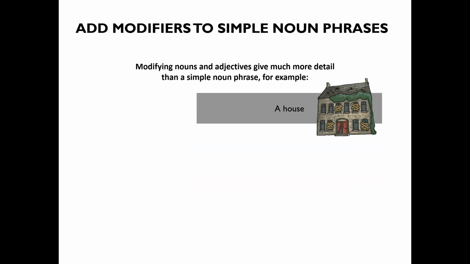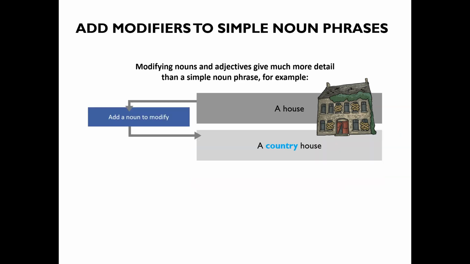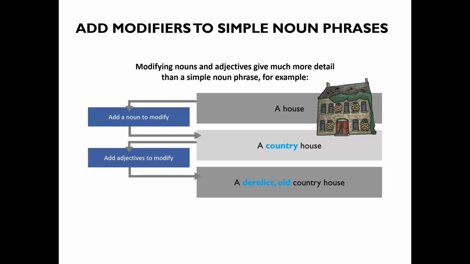Let's look at another example. Here we have a house. I can improve the meaning by adding a noun modifier. A country house. This time I'm going to add adjectives to modify the phrase. A derelict old country house. Modifiers improve a simple noun phrase to something more.